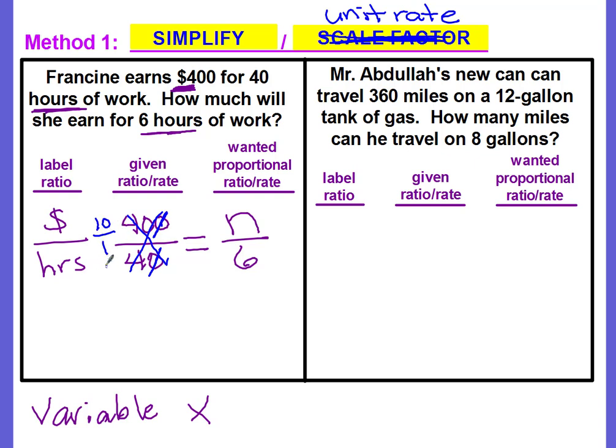Now that I've found the unit rate, I can easily use my scale factor and go from 1 to 6 by multiplying by 6. Do the same thing to the 10. 10 times 6 will give us 60. So this end value, this unknown number, is 60, which means that she can make $60 for 6 hours.